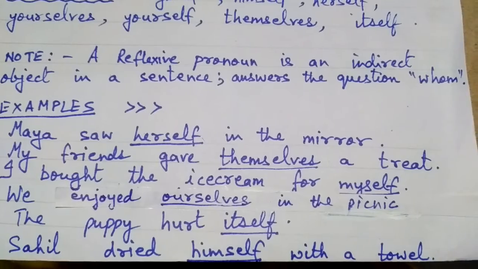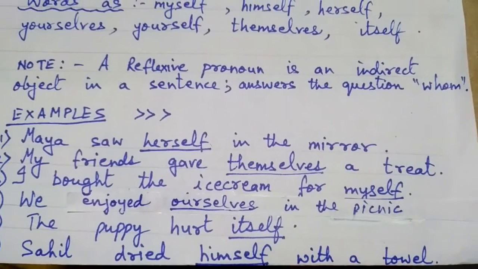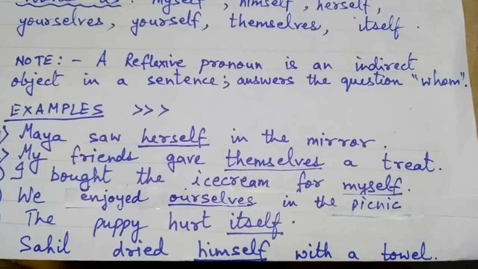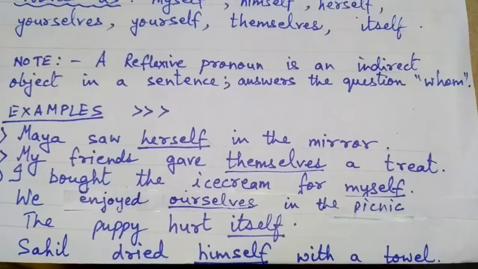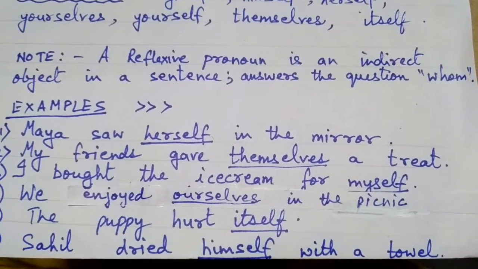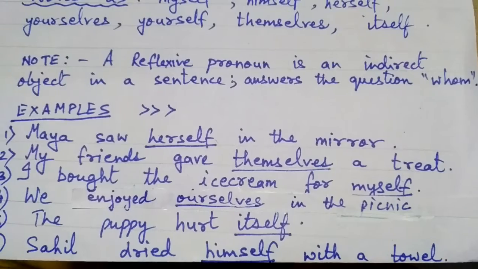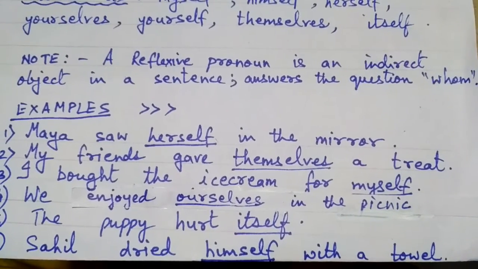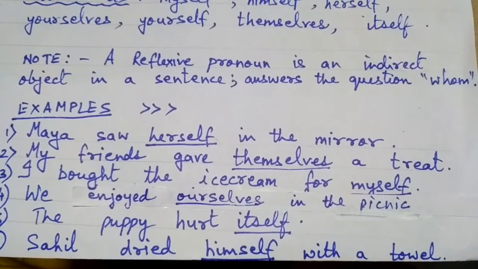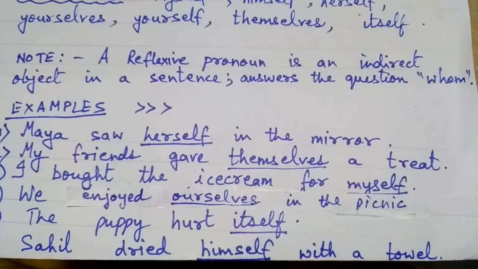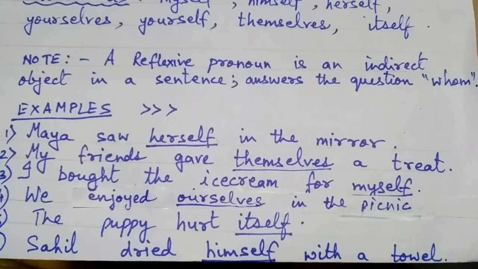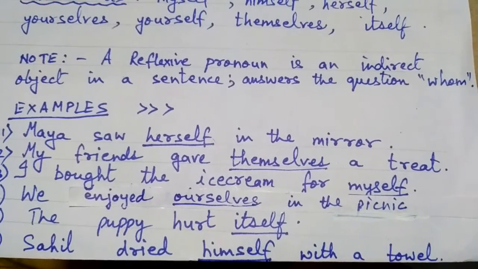Sahil dried himself with a towel. Sahil dried whom? Sahil dried himself with a towel. So the word himself is the answer to the question whom, as well as it is directly related to the subject Sahil, which is a noun here.